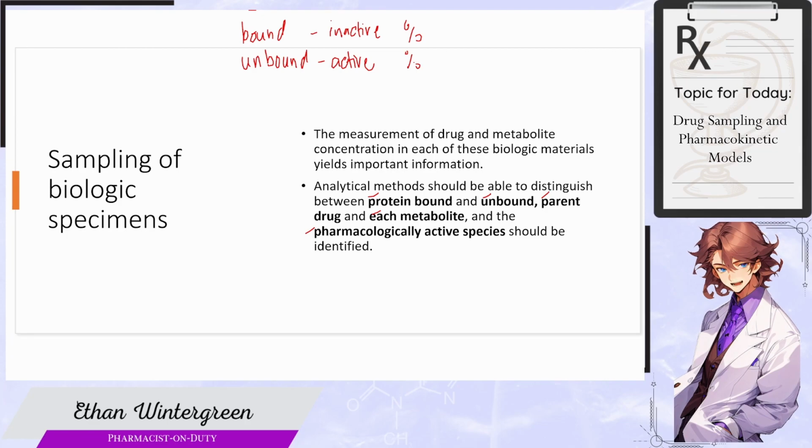Next, we also need to know the parent drug and the metabolite, so we could gauge how much of the drug is actually metabolized or how far do we need to go to have a complete removal of drug from the body. And finally, it should also be able to identify pharmacologically active species from metabolized products which are pharmacologically inactive.